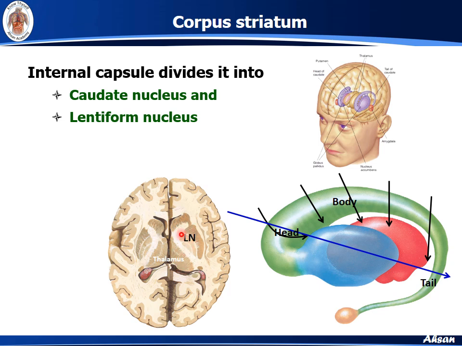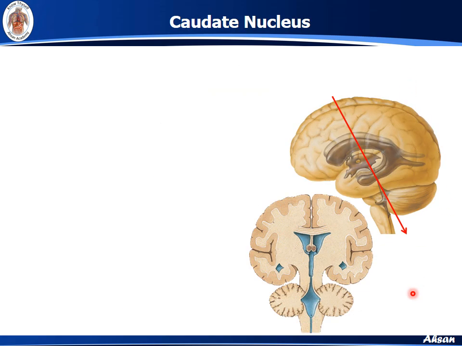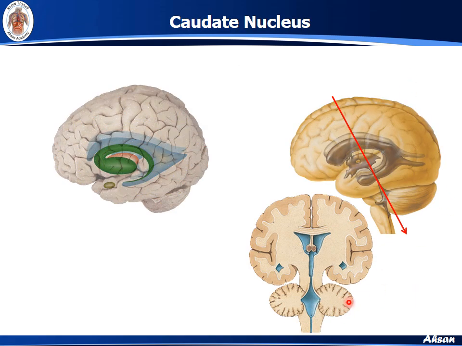So this is looking like this one. You can see this is the lentiform nucleus and that is the caudate nucleus. You can see the section of the tail here, the section of the head here, and this is the lentiform nucleus remaining here. If you take a section like this, you'll find this one, and this is the basal ganglion.